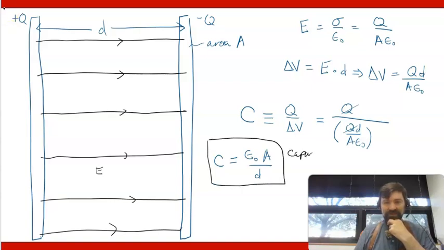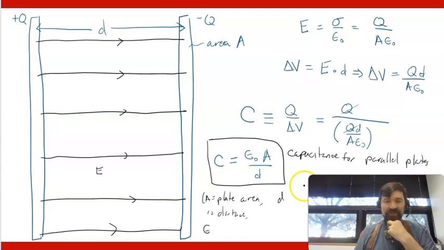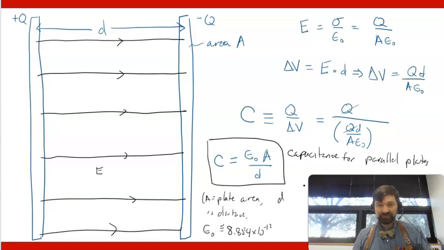So let's call this the capacitance for parallel plates, where again A is the plate area for each plate, D is the distance, and epsilon naught is that familiar permittivity of free space, which is 8.854 times 10 to the minus 12, although now we can write it in new, more convenient units.